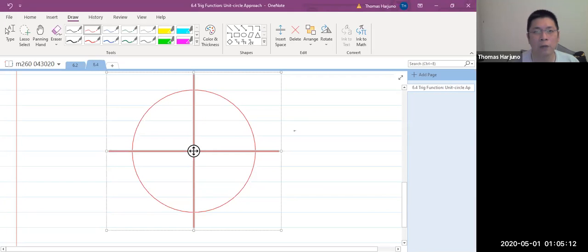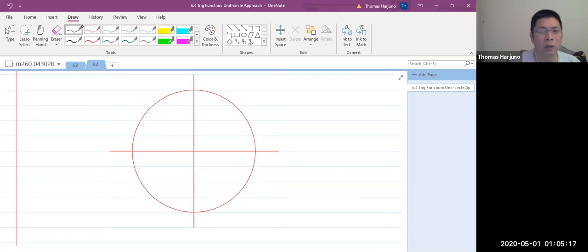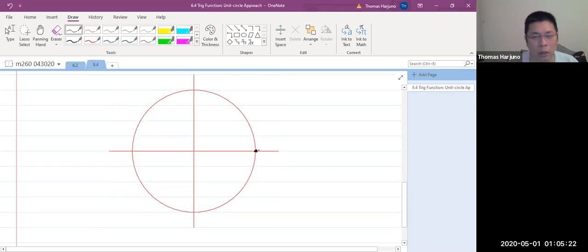Suppose I have a unit circle. So the length here is 1. The radius is 1. So the coordinates here will be what? What is the coordinate here, if the radius is 1? 1, 0, right? And this is 0, 1. Are you with me?